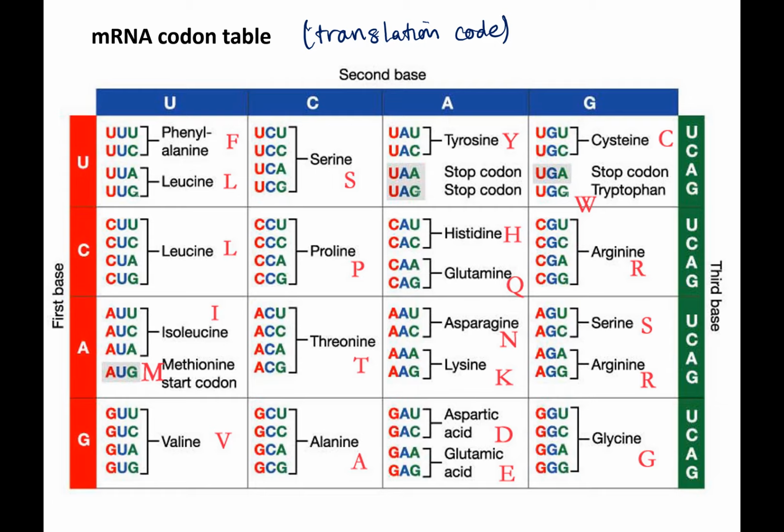You need to know that the code is all in groups of three, and the code is called a codon table. So a codon is three nucleotides that code for one amino acid. Looking at this chart, you see names of amino acids, and then you see the one-letter code. We're going to use the one-letter code because that's easier to deal with and grade and see if you're right.